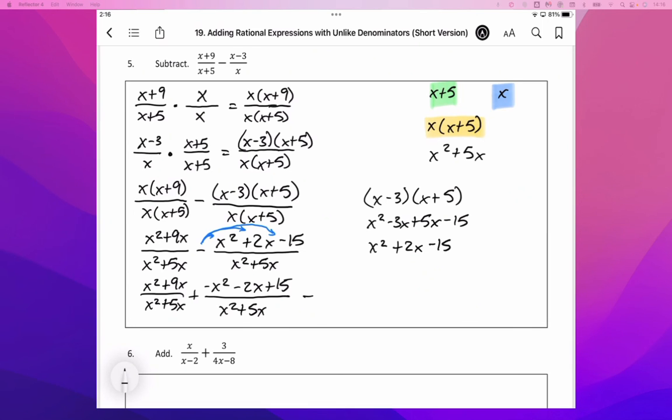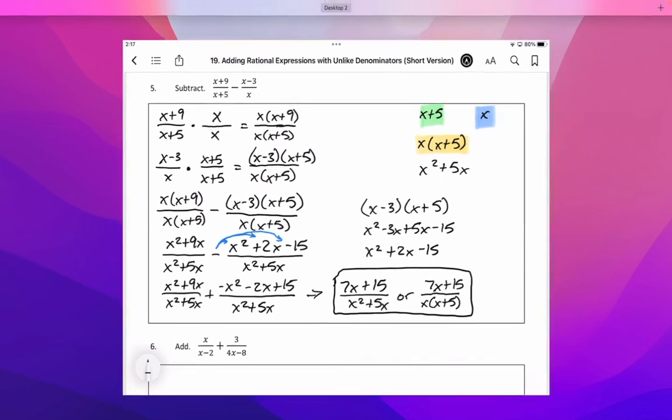And so now when I go to combine like terms, I have an x squared minus x squared, that's going to make nothing. I have 9x minus 2x is going to make 7x. And all that I have in terms of regular numbers is the 15. So I've got 7x plus 15 over x squared plus 5x is my final answer. The other way to do this is to factor the denominator if you wanted to. We can take an x out, and that would leave x plus 5. Again, either one of those are perfectly acceptable for Schlegel.